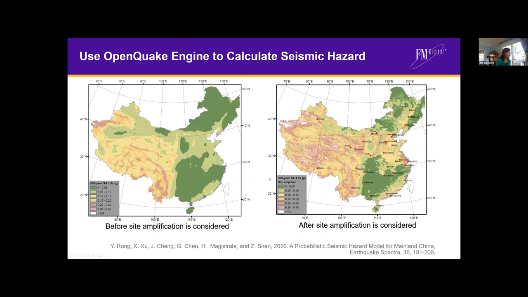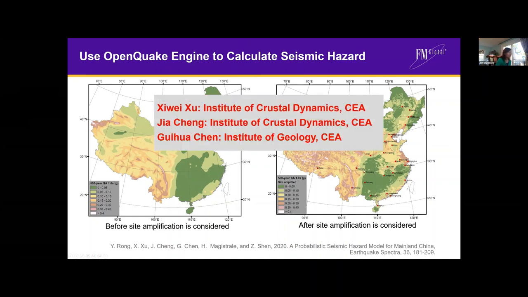Here I'm showing you two seismic hazard maps. On the left is the 500-year spectral acceleration at 1 second on rock site condition. And on the right is the same hazard, but with site amplification considered. It's worth mentioning that it would not be possible to develop this model without the collaboration with GEM to develop the toolkit, without the availability of OpenQuake Engine, and without the collaboration with our colleagues in China Earthquake Administration. I'm showing their names here. They have done tremendous work to collect and process data for us.